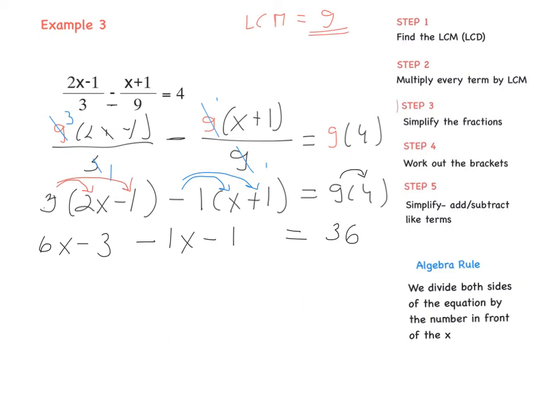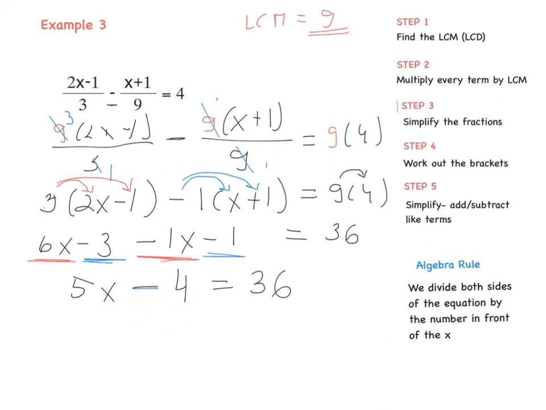Okay, now we need to simplify it, okay? So group the like terms. So 6x and minus 1x, that gives you 5x. Then minus 3 and minus 1, minus 4, and that's 36. Okay, now what to do in here? Okay, that simple equation we've met a few weeks ago.